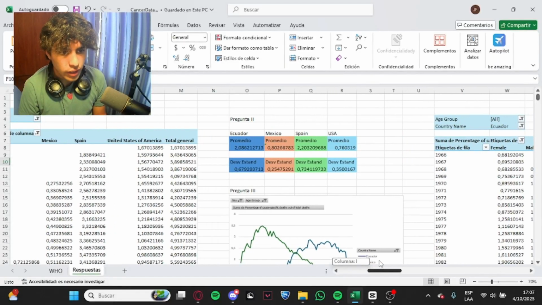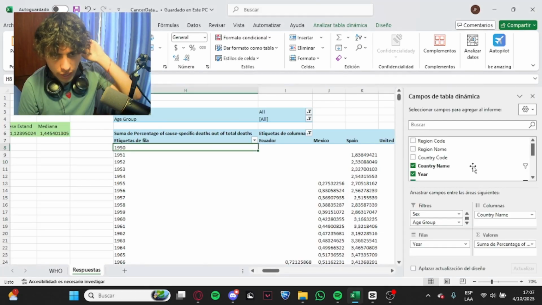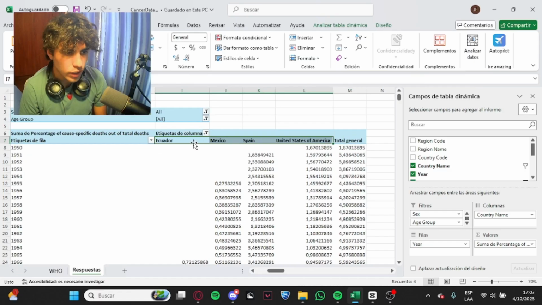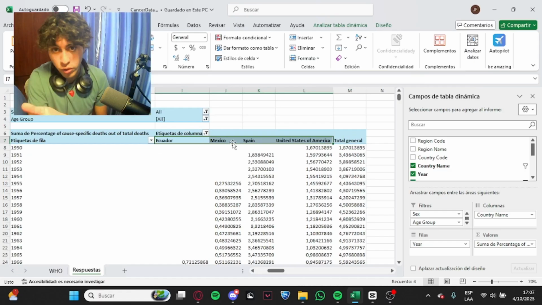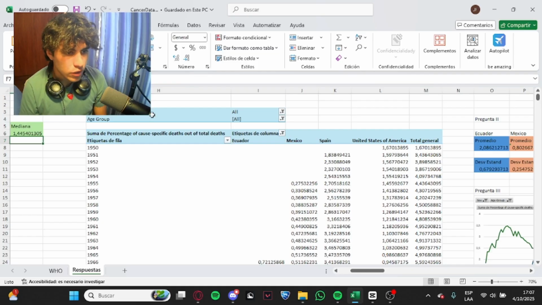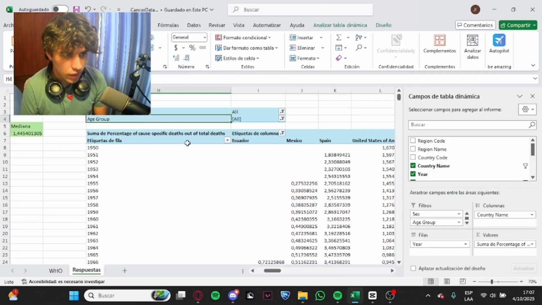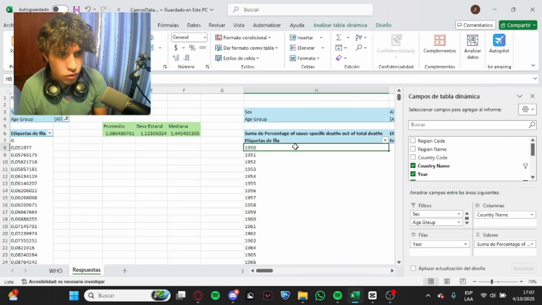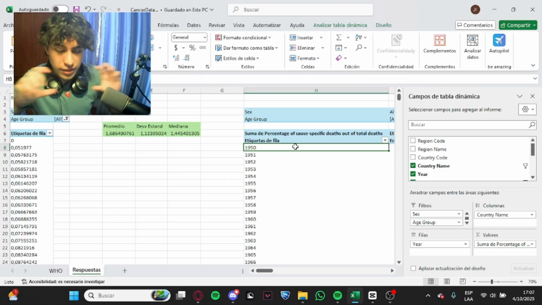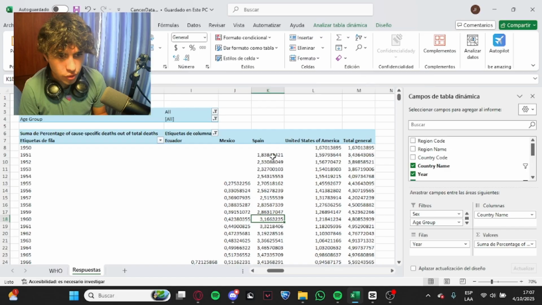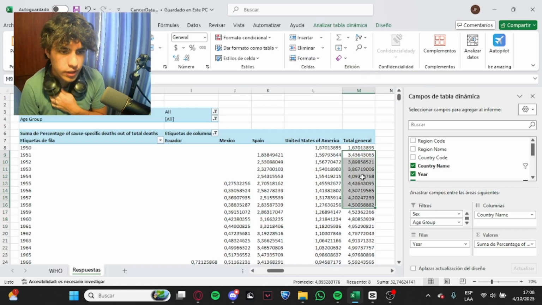Next, we needed to make this dynamic table. Here we have it. We need to add these countries: Ecuador, because I am from Ecuador and it's what I was going to focus on, then Mexico, Spain, and the United States. The filters here were the same, sex and age group. We needed to put in all. I forgot to set that. Here we have them as well. Since we're going to be working on a time series, we also need to put the years. And lastly, here we have the percentage of each of the countries and the total of each one.